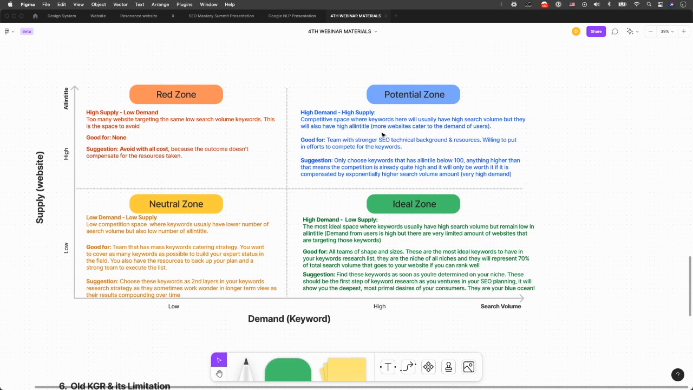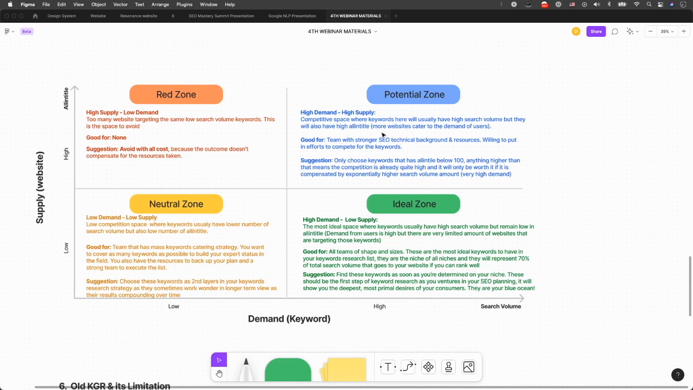The first zone is where the suppliers are high, maybe allintitle is about 100, but what if the search volume is exponentially higher? Let's say the search volume for that keyword is 4,000 or 5,000. Now that's a good keyword, because even if you have to compete with 100 other websites targeting that same keyword, you still have a chance to win about 4,000 search volume if you rank on top. So if you are a team that already has very strong SEO technical background and resources, and you're willing to put in the effort to compete for the keyword, that keyword is still a very high value keyword.